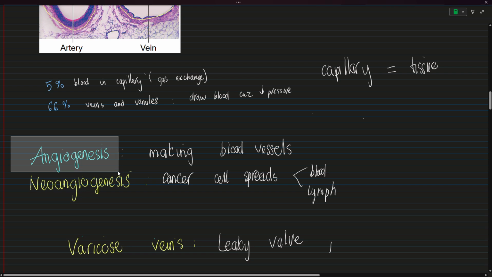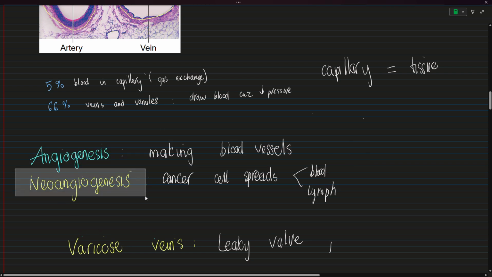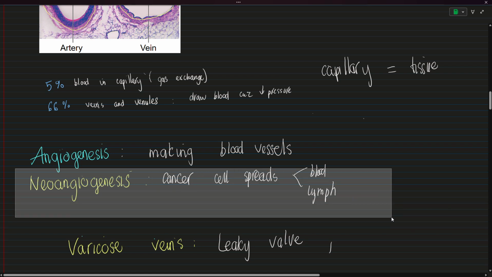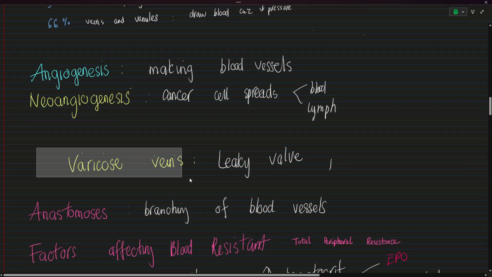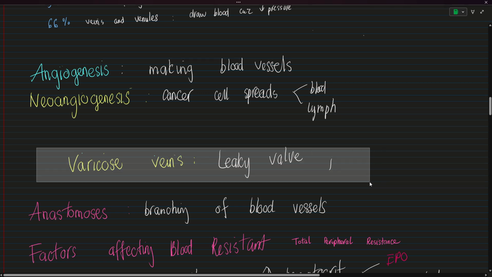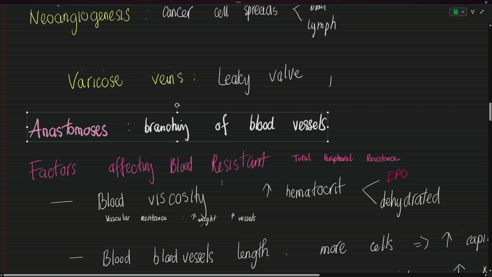And we have angiogenesis, which is when you get bigger, when you hit puberty, your body grows, you become fat. You make new blood vessels in order to supply the new area. Neoangiogenesis is when cancer tissue makes its own blood vessels to feed itself. We also have varicose veins, which is when the valves in the VV get leaky. And anastomosis is the connection, the branching of blood vessels.